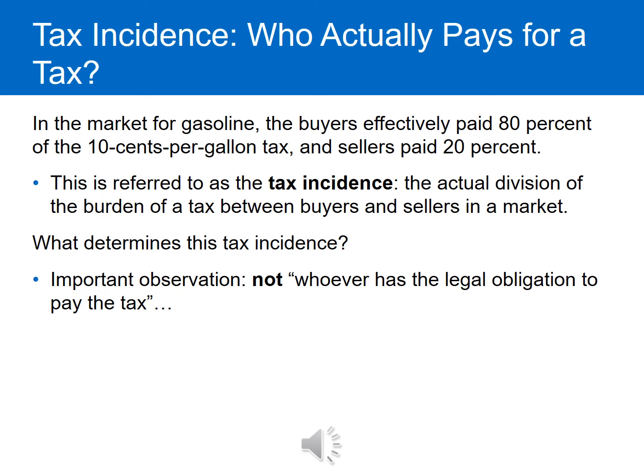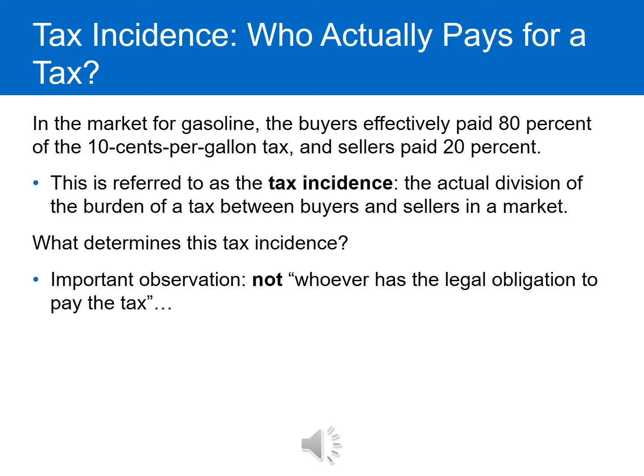So in our example, in this market for gasoline, the buyers effectively paid 80% of that 10-cent per gallon tax, and the sellers paid 20%. This is referred to as a tax incidence. What we mean by tax incidence is the actual division of the burden of a tax between buyers and sellers in a market. So now, what determines this tax incidence?